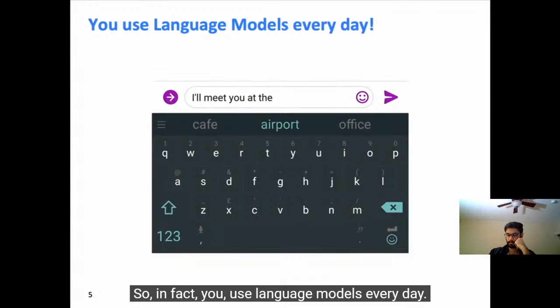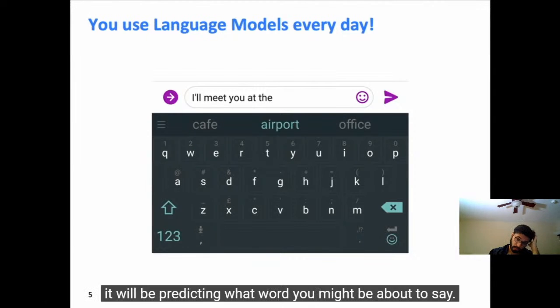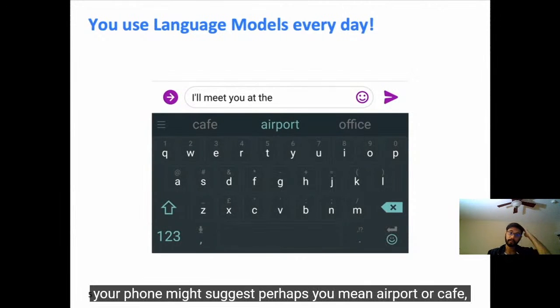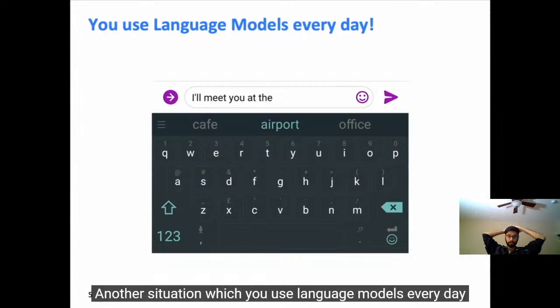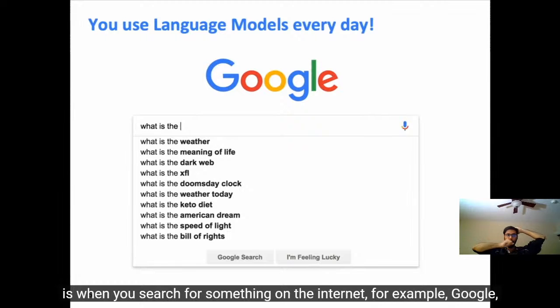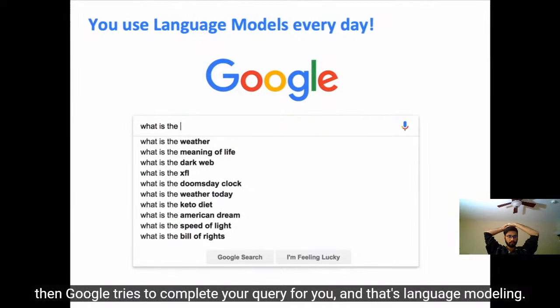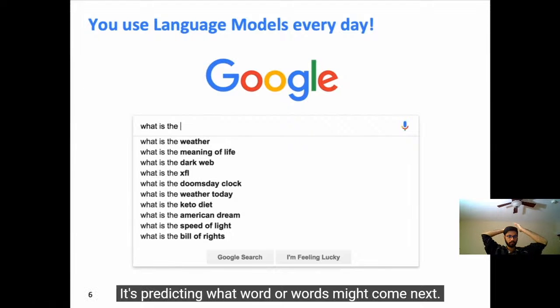So in fact, you use language models every day. For example, when you're texting on your phone and you're writing a message, then most likely if you have a smartphone, it will be predicting what word you might be about to say. So if you say, "I'll meet you at the," your phone might suggest perhaps you mean airport or cafe or office, for example. Another situation in which you use language models every day is when you search for something on the internet, for example, Google, and you start typing your query, then Google tries to complete your query for you. And that's language modeling. It's predicting what word or words might come next.